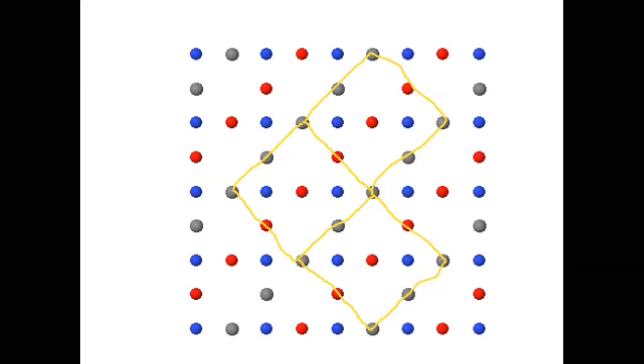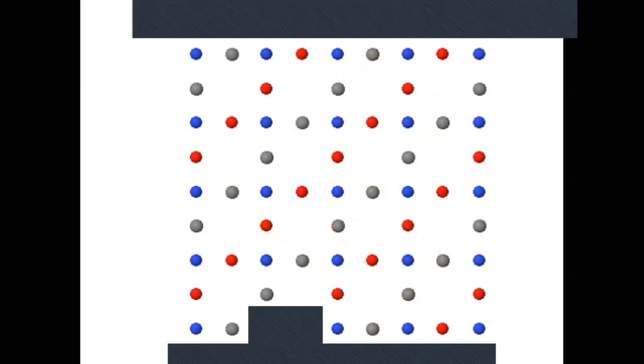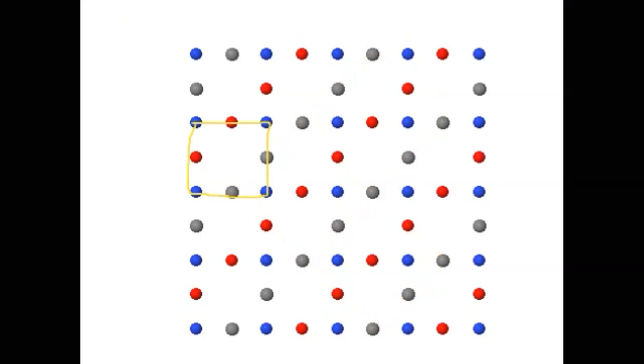Let's see if we can do one more and then we'll move on. Let's try to do a smaller one. Let's say we connect these 4 blue dots. Can we replicate what we find? If we go to the next one, you notice what's in the first unit cell is not the same as what's in the second unit cell. So this one would not be a valid unit cell.